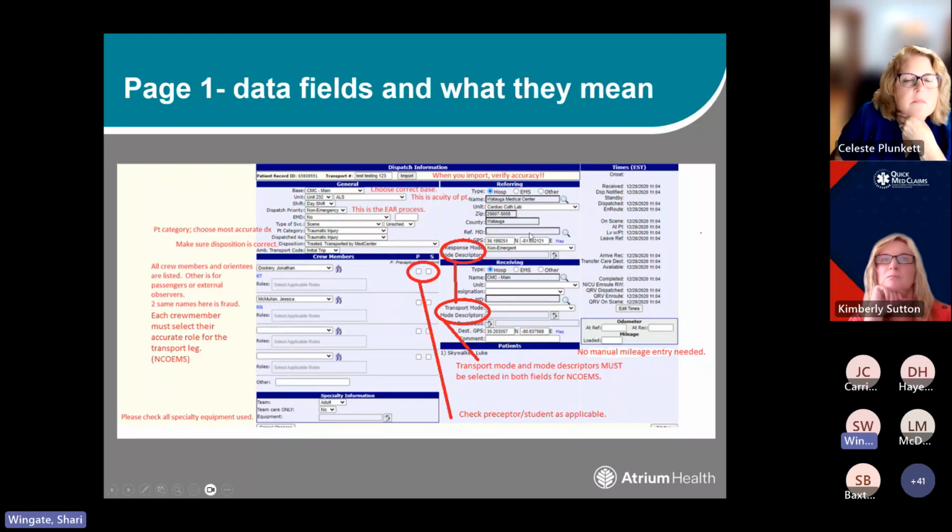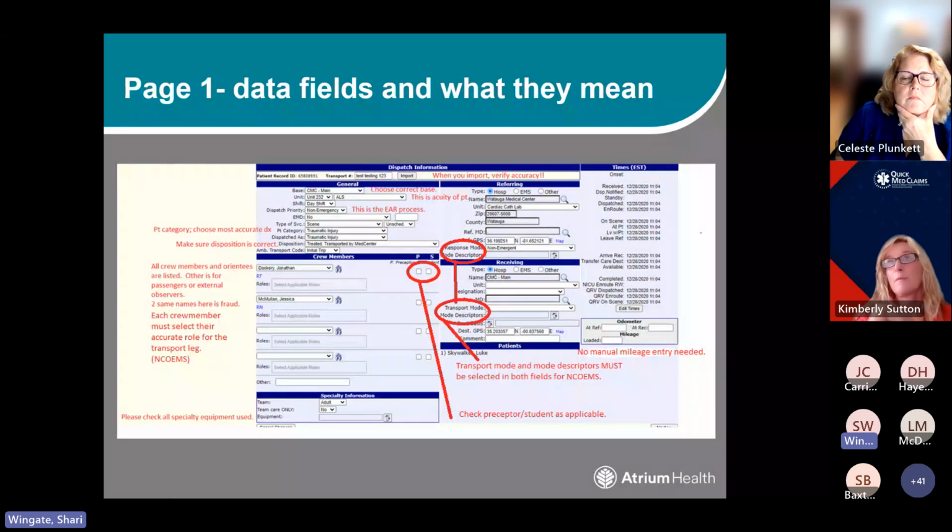Just make sure when you go in on page 1, you're looking at the response mode and the mode descriptor. I am seeing quite a few coming in now doing emergent traffic, lights only, no sirens. That's illegal. So go back and look. If you did lights and sirens, you need to have lights and sirens.